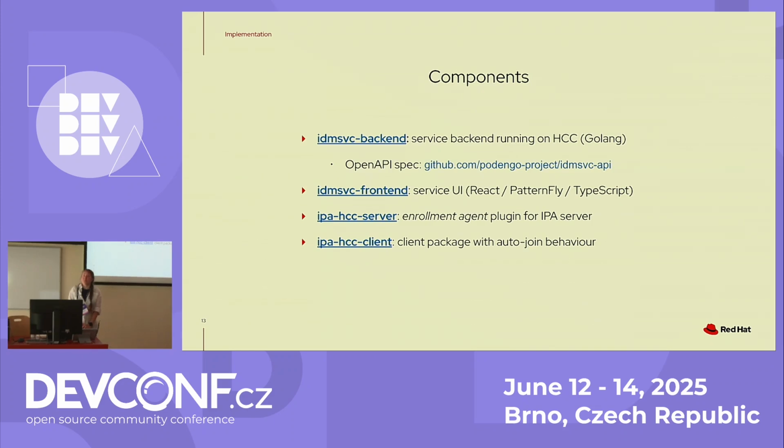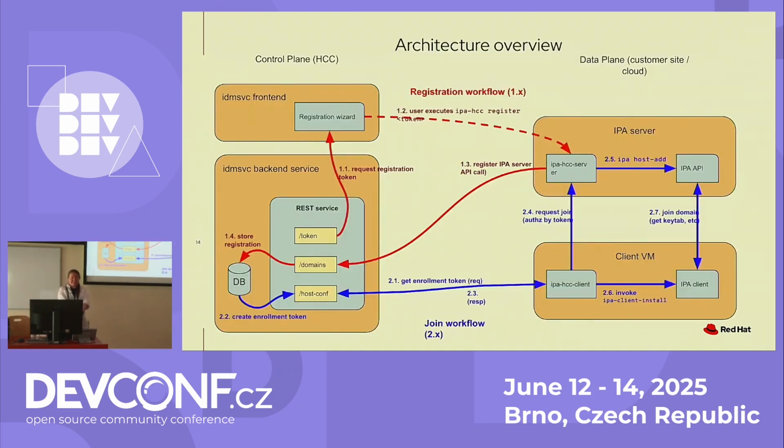We have a few components to this solution. There are 2 sets of components: IDM, SVC, backend, and frontend, and IPA HCC server and client. So 2 sets of standard components. And this is the architecture overview. I love this diagram.